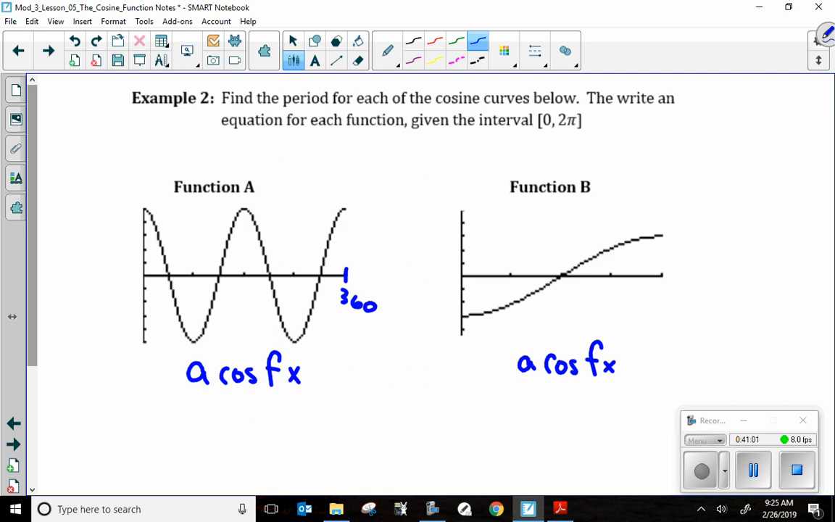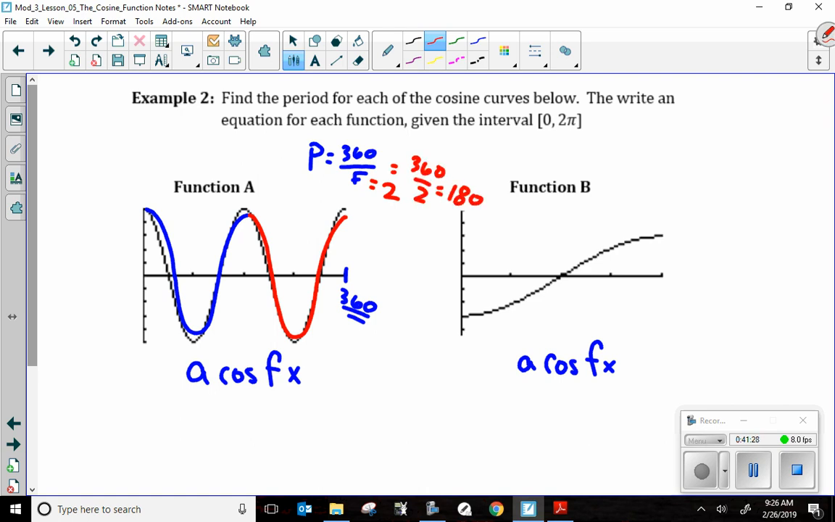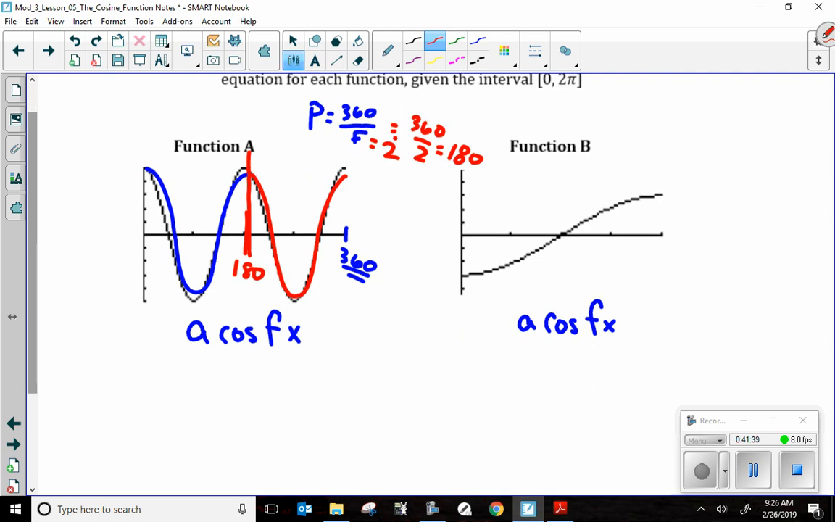So how do I find the period? The period is 360 divided by the frequency. So let's first find the frequency. How many cosine curves do I see in 360 degrees? That is by definition what the frequency is. I see 1 curve. I see 2 full curves. So my frequency is 2. So 360 divided by 2, that's 180. That's the length of 1 curve. And that should make sense. The halfway point is 1 curve, right? That's 180 degrees. So my frequency is 2.